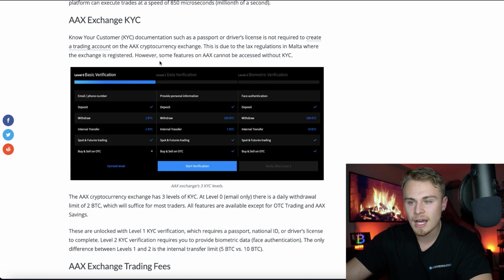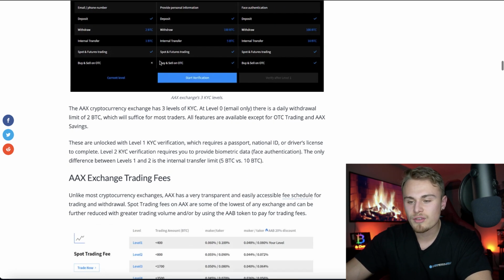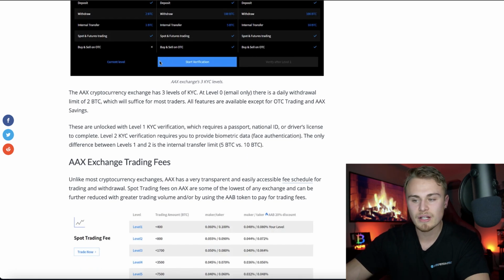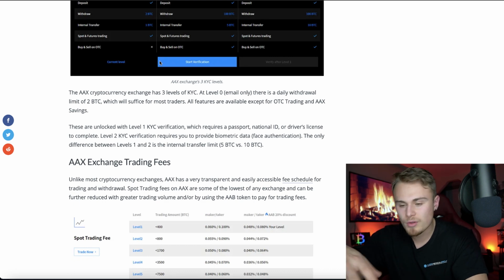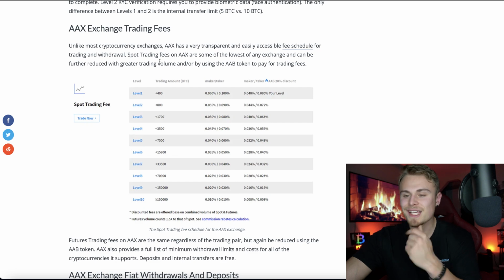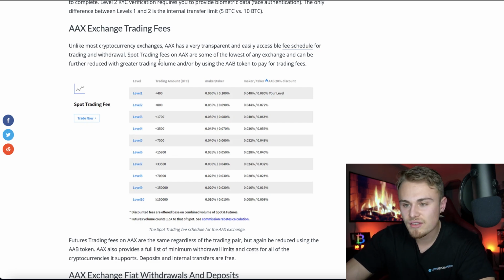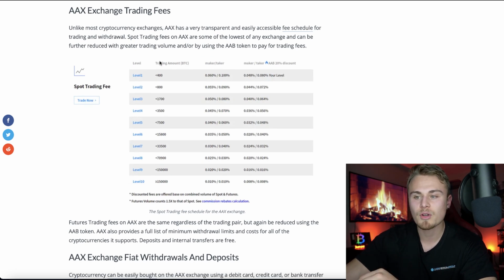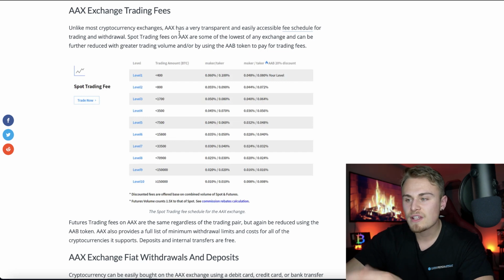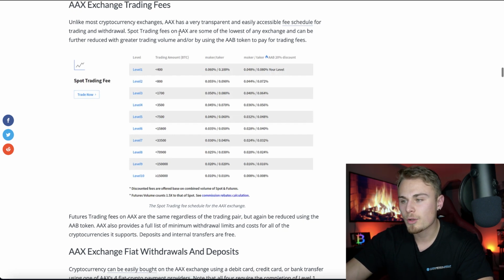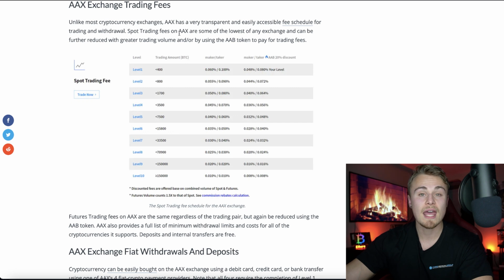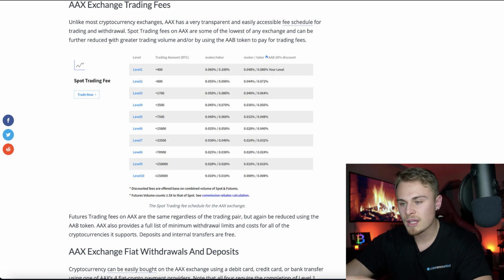They have to have the KYC, know your customer, where you have to obviously verify yourself before maybe you can make really big trades, as we know. But otherwise, it doesn't look bad. And then, as I mentioned earlier, the fees, you can see right here, these are the trading fees. So unlike most crypto exchanges, their fees are very transparent, easily accessible under the fee schedule for trading and withdrawal. Spot trading fees on AAX are some of the lowest of any exchange and can be further reduced with greater trading volume. So the more you trade in volume, the cheaper the fees.